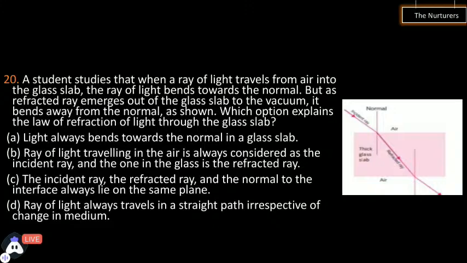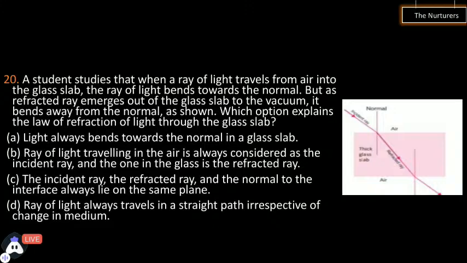Moving ahead to the last one. A student studies that when a ray of light travels from air into the glass slab, the ray of light bends towards the normal. But as the refracted ray emerges out of the glass slab to the vacuum, it bends away from the normal, as you can see it in the figure. Which option explains the law of refraction?